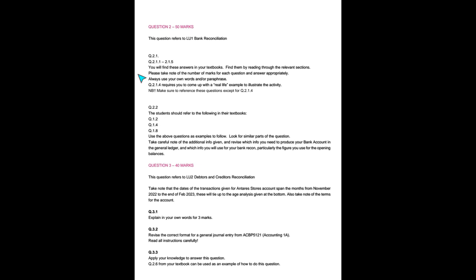It's very important. So for questions 2.1.1 to 2.1.5, you'll find these answers in your textbooks. Obviously, these are all from Learning Unit 1, the Bank Recon chapter. You will have to read through the relevant sections. So these questions are forcing you to read and study the theory in the textbooks, which we know students are not very good at doing. So for these questions from 1.1 to 2.1.5, please read the number. Sorry, let me just grab a color here.